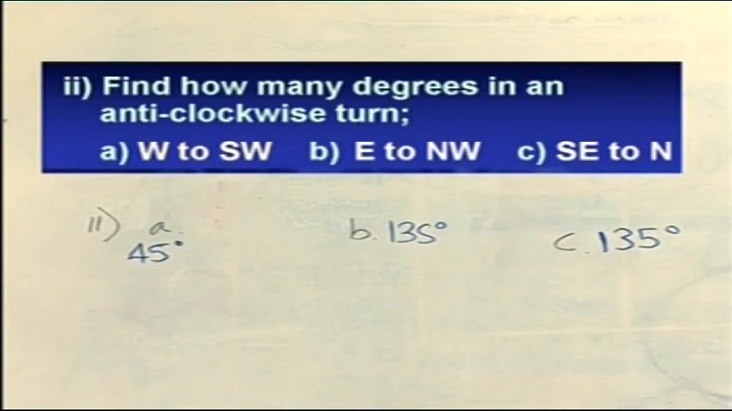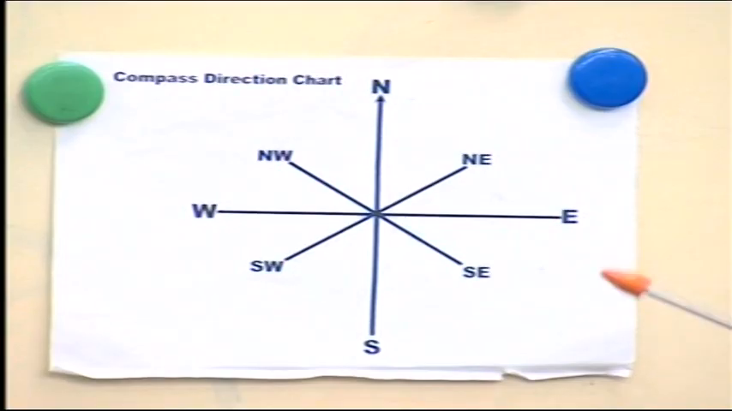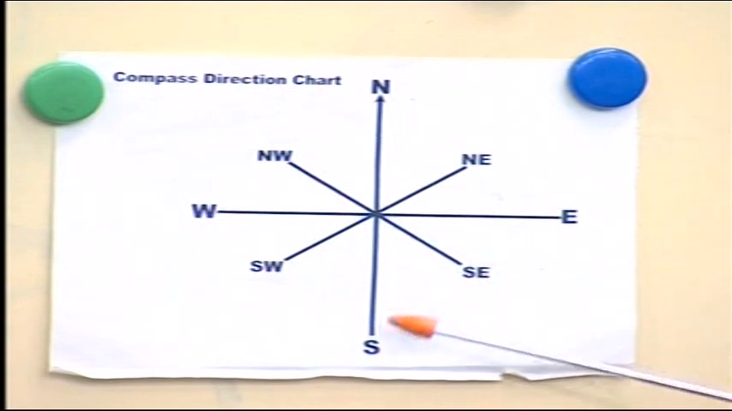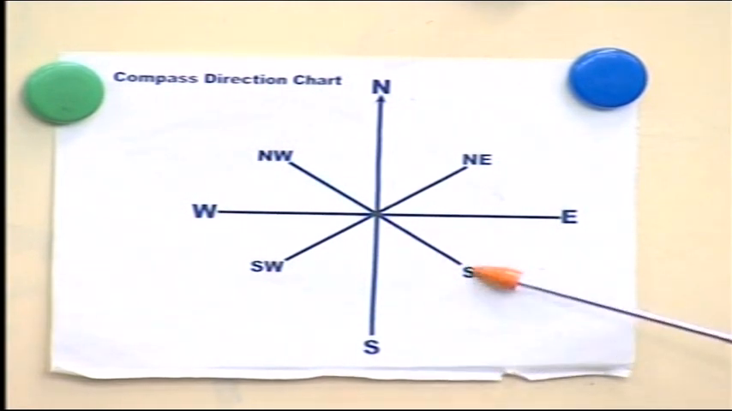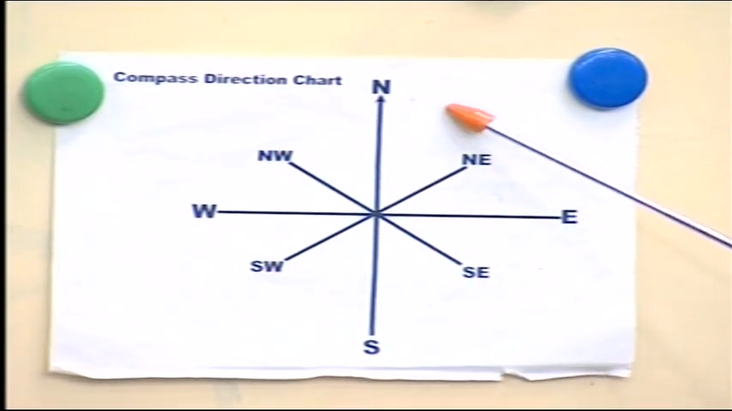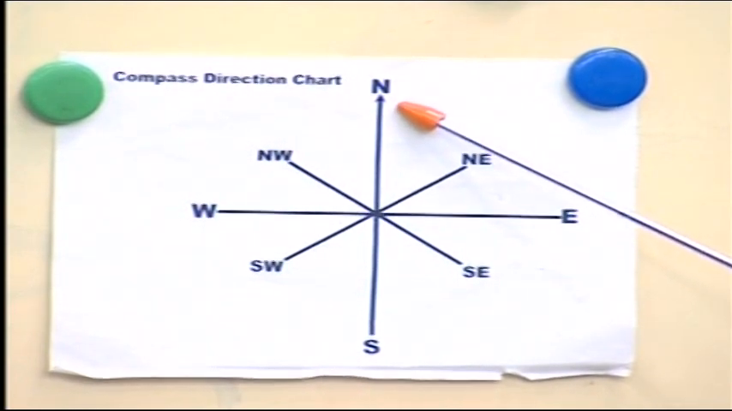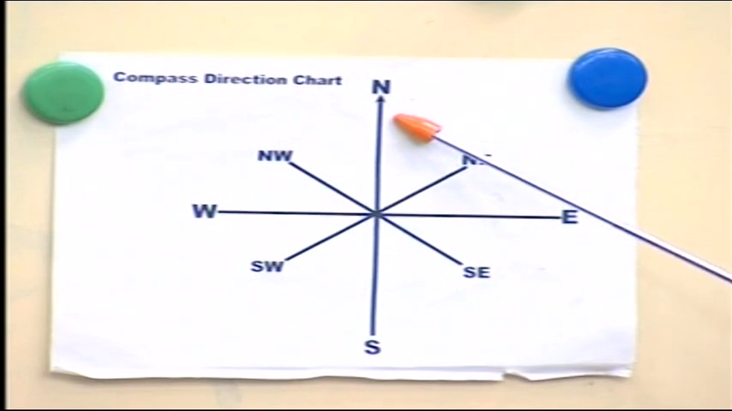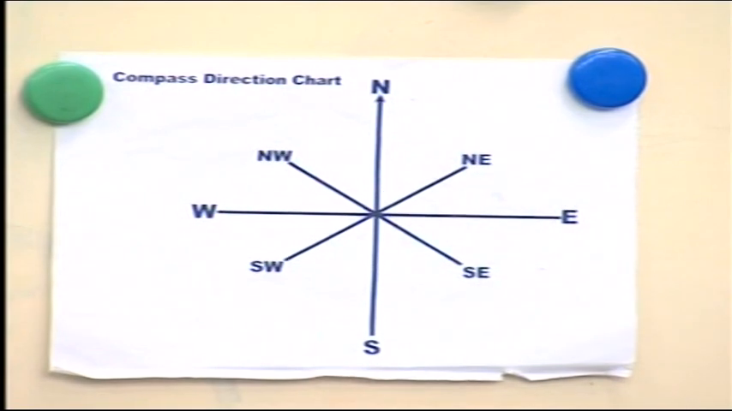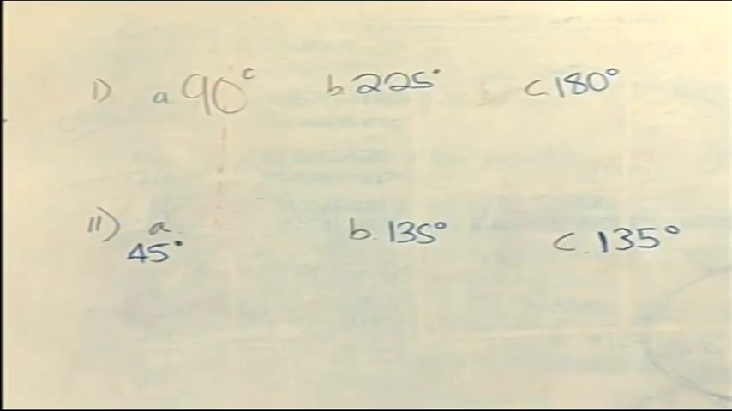Now let us look at the last question, which is southeast to north. Where is our starting point? Southeast. Southeast, and we move anti-clockwise to north. How many degrees is that? 135 degrees. It's still 135 degrees. So our answer for 2C is 135 degrees.